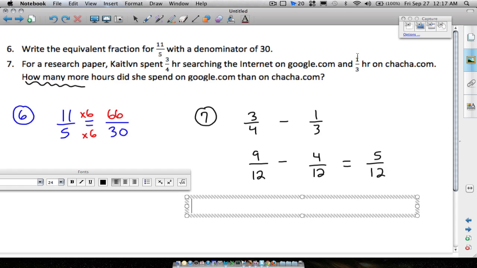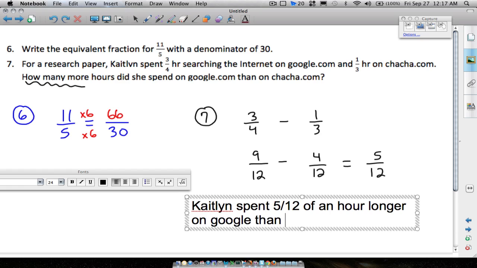But let's look at this. She spent, or what's her name? Caitlin. I'm guessing there's supposed to be a Y right there, maybe. I probably didn't copy it over right, but I'm going to call her Caitlin. Caitlin spent 5/12 of an hour longer on Google than she did on Cha-Cha. Okay, so there's the answer.